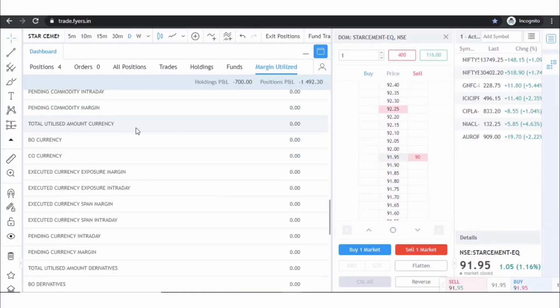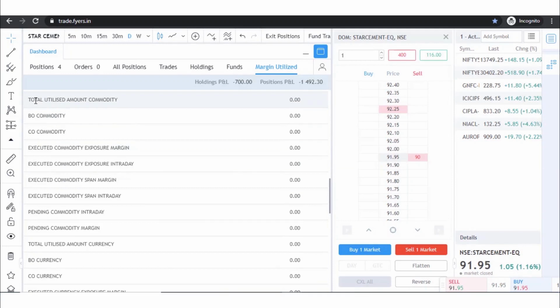Currency F&O. You can see the detailed breakup of margin utilized for the CDS segment similar to the equity F&O segment. Commodity F&O. Just like equity and currency derivatives, this section shows you the detailed breakup of margins utilized for commodity derivatives with the breakup of span and exposure margins across pending and executed orders and margins blocked for cover order or bracket order.